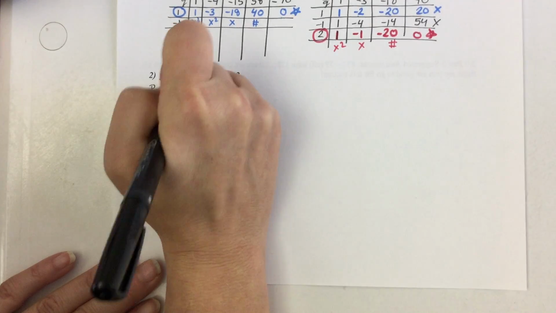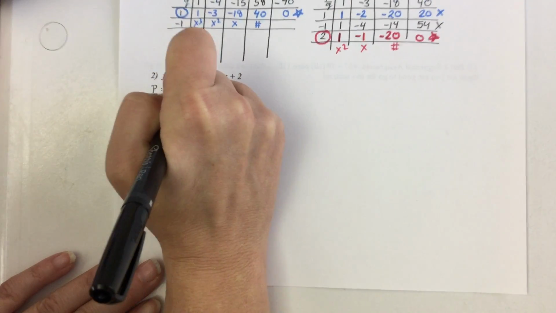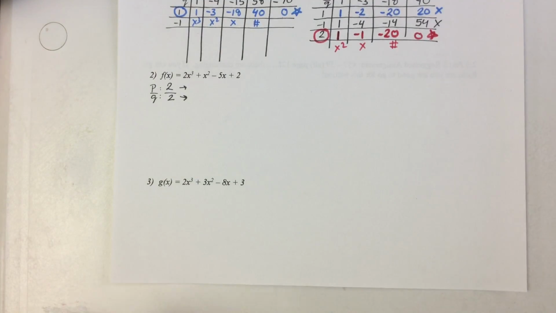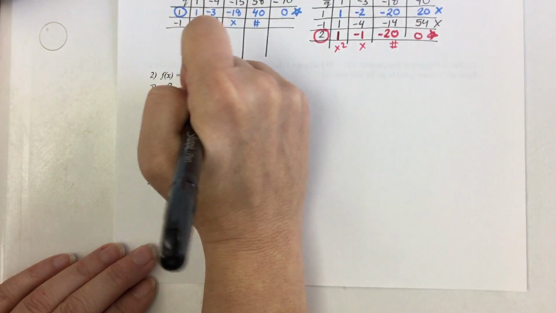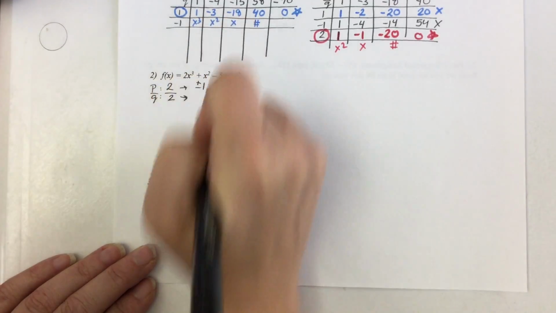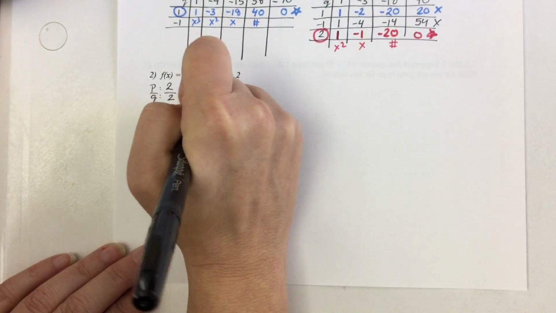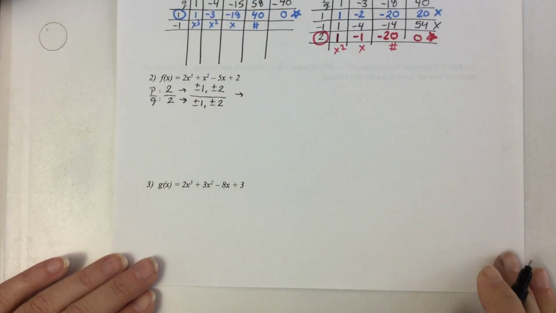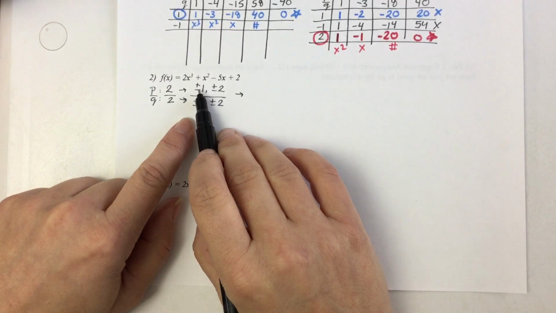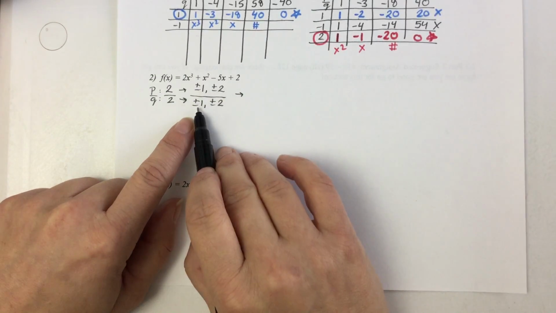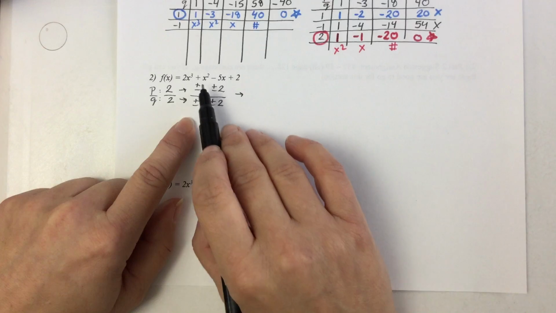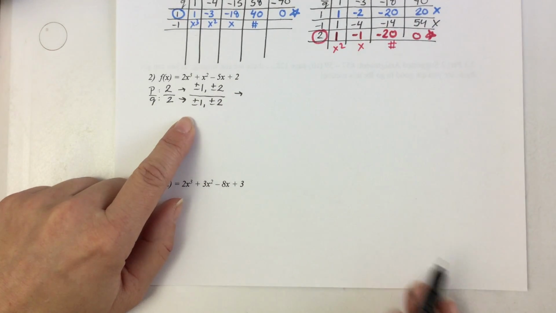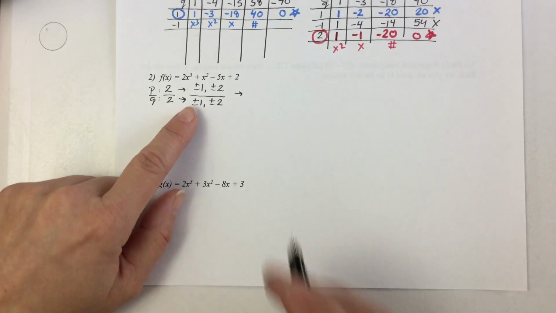P is a 2. Q is also a 2. So what we have to do is list the factors of both, okay? The factors of 2 on the top, plus or minus 1, and plus or minus 2. The bottom, plus or minus 1 and plus or minus 2. So in order to get our possible answers, I have to take all of the values in the numerator over the first term in the denominator. Then all of the values in the numerator over the second term. Okay, so we are going to get some fractions, and that's totally fine.